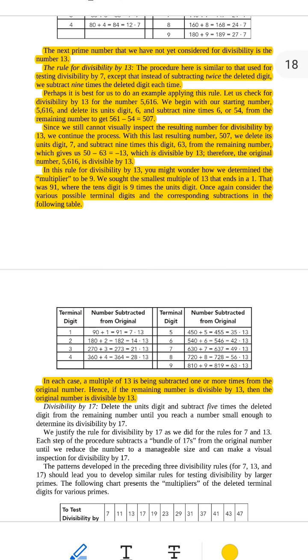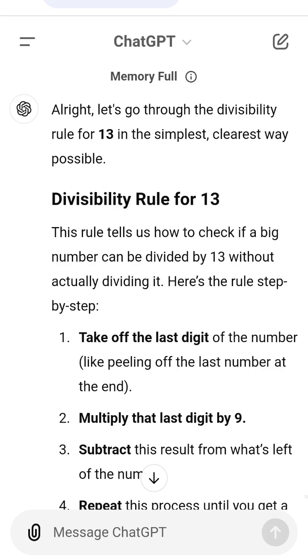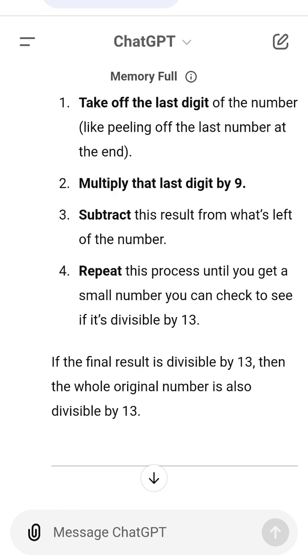1. Start with 5,616. Last digit is 6. Multiply 6 by 9, 6 times 9 equals 54. Subtract 54 from the rest of the number, 561 minus 54 equals 507. 2. Continue with 507. Last digit is 7. Multiply 7 by 9. 7 times 9 equals 63. Subtract 63 from the rest of the number, 50 minus 63 equals minus 13. 3. Check, minus 13 is divisible by 13. So 5,616 is also divisible by 13.